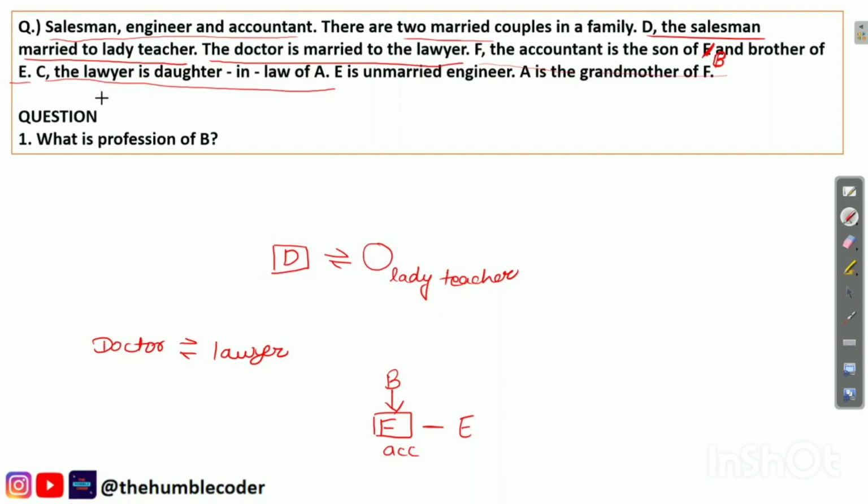Now the lawyer is the C. So we can mark C as the lawyer over here, and now this person will be the male, right? And we can connect it like this. Suppose if this person is the son, then C is the daughter-in-law of A. So daughter-in-law of A, so A will come here, who will be the wife of D. E is an unmarried engineer. So okay, E is there, correct.